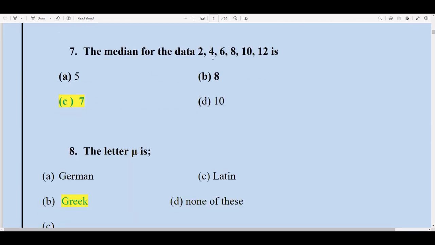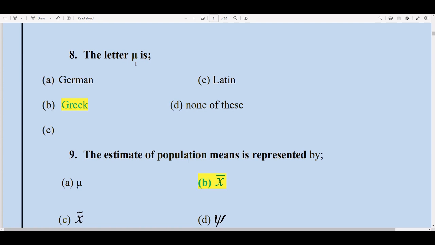If this is a data set, first arrange it in ascending order. The data is already arranged in ascending order. So the total number of observations is 6. When the number of observations is even, take the two middle values, sum them and divide by 2. So 6 plus 8 is 14, divided by 2 is 7. The letter mu is Greek.